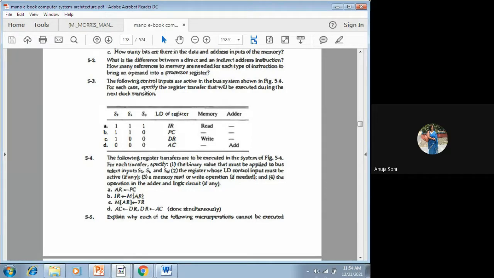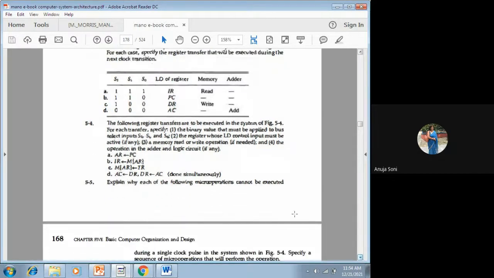So we can read out the statement. These questions are extremely important. Generally these are customized in the exams, and more complex statements are given, but similar kinds of questions come in your exams. You can solve the back exercise questions and the last year question papers as well for your practice. The following register transfers are to be executed in the system of figure 5.4.